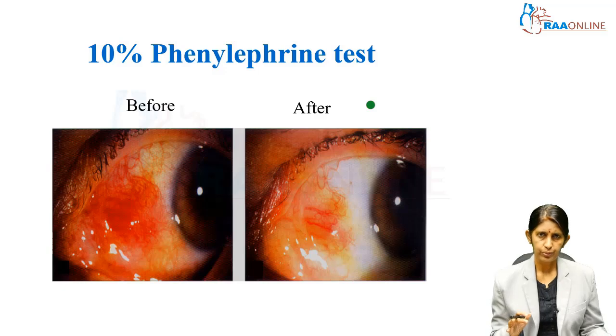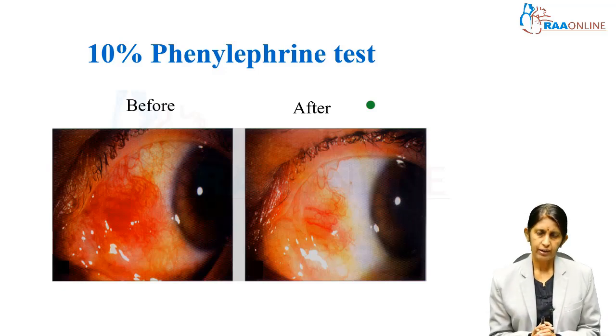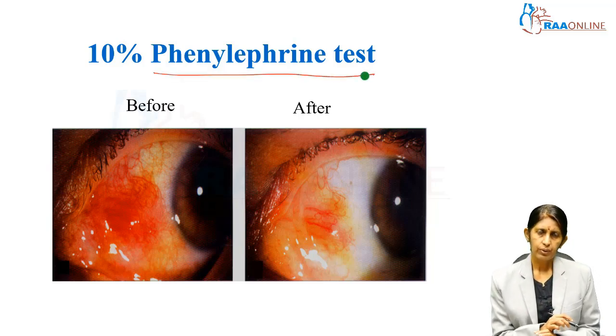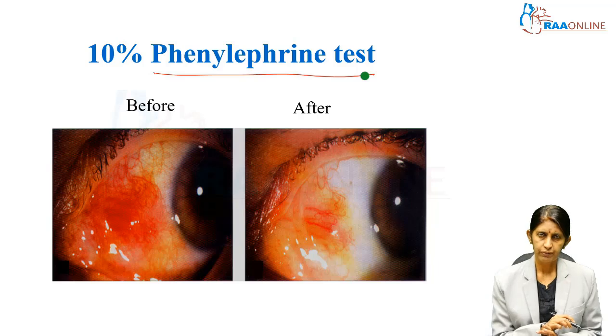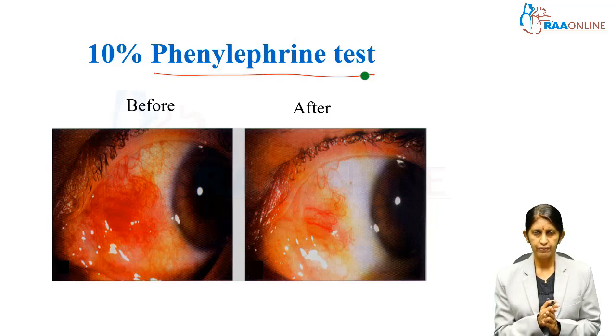If a patient comes to us with congestion, the phenylephrine test is very useful. This is an alpha agonist. So what we do is we can use 2.5% initially. To distinguish between conjunctivitis and episcleritis, the 2.5% phenylephrine test was recommended, but now we use 10% phenylephrine to see if it's an episcleritis or a scleritis.